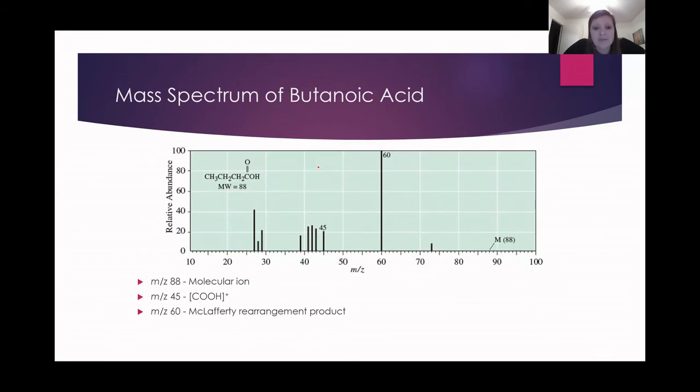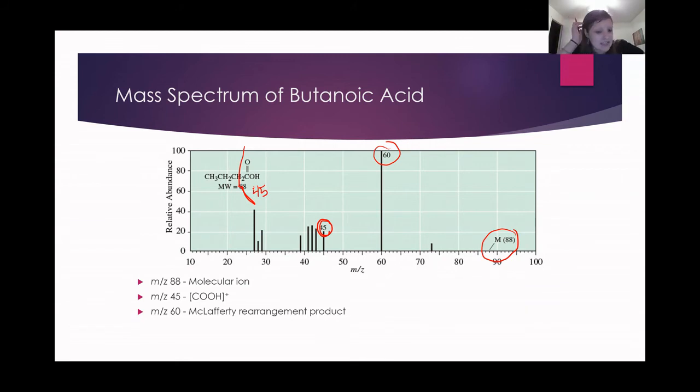Butanoic acid, this is where it starts to get a little bit more complicated. The M+ peak is not usually present in carboxylic acids. We have a big base peak at 60. And at 45, we have the C double bond OOH side of the molecule. So this part here would be my peak at 45.